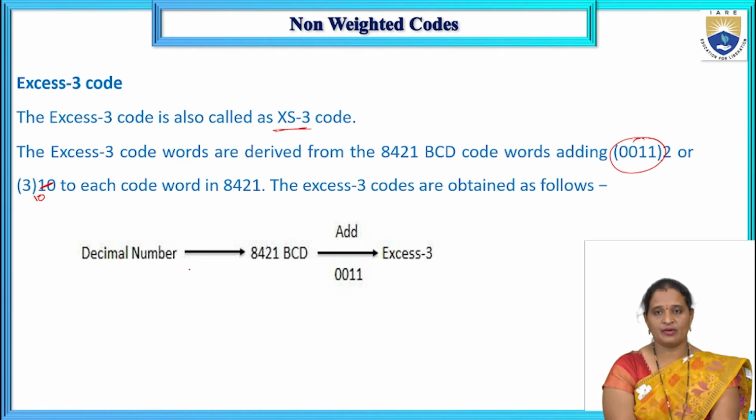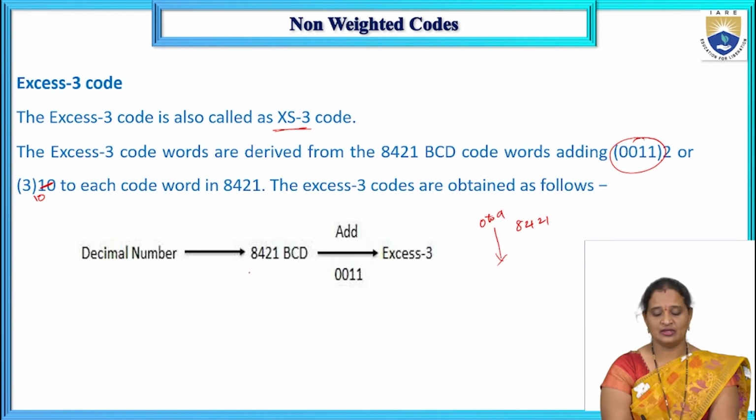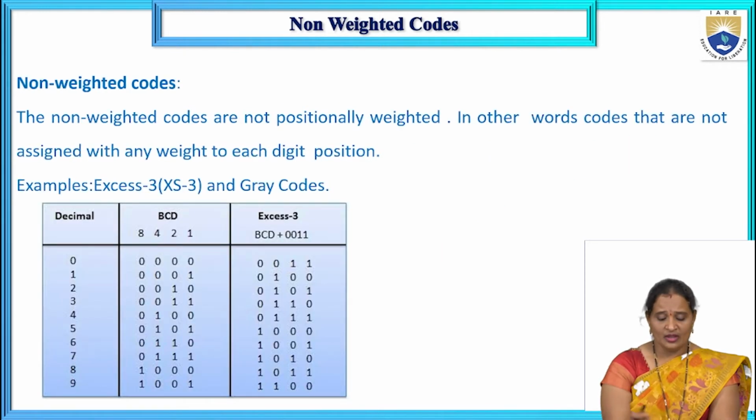So that is the decimal number. First we need to get the 8421 BCD code. So how can we write down the 8421 BCD code? Just by using these weights 8421, we can represent 0 to 9 here. So these can be obtained. Once the BCD code is obtained, just add 0011, which in decimal is equivalent to 3. So just add 3 to this BCD code so that you will get the XS3 code. So here, now 0. What is the binary BCD code for it?